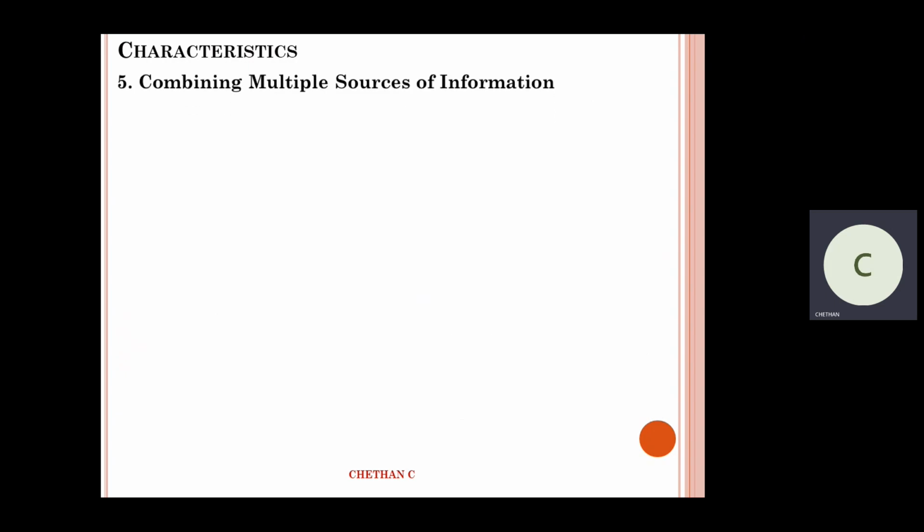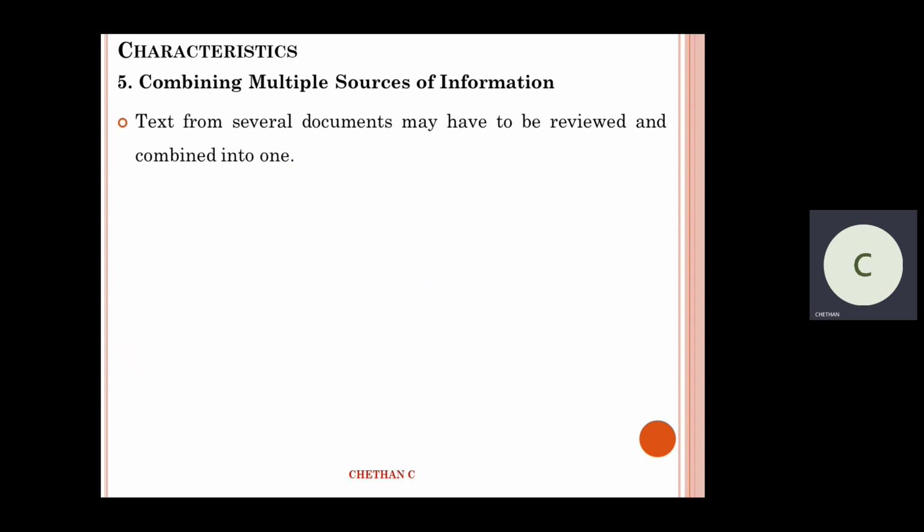Okay, combining multiple sources of information. Text from several documents may be reviewed and combined into one, which you generally do when you are doing a project. When you have met your guides, they would have asked you to bring in a few ideas, or bring in the literature survey, which basically means you selected one topic, and you bring in at least 3 or 4 recent papers related to it that you've studied. That is nothing but the data that you're going to bring in.